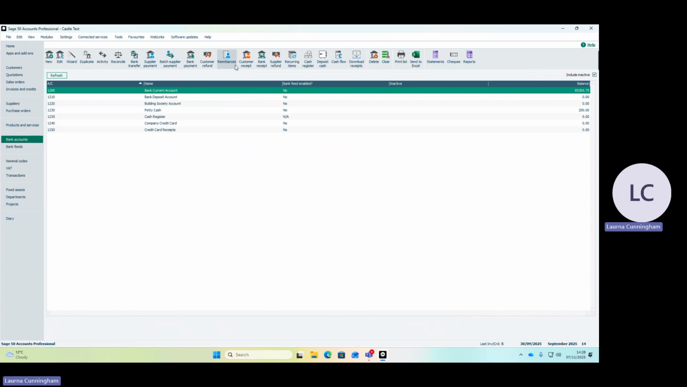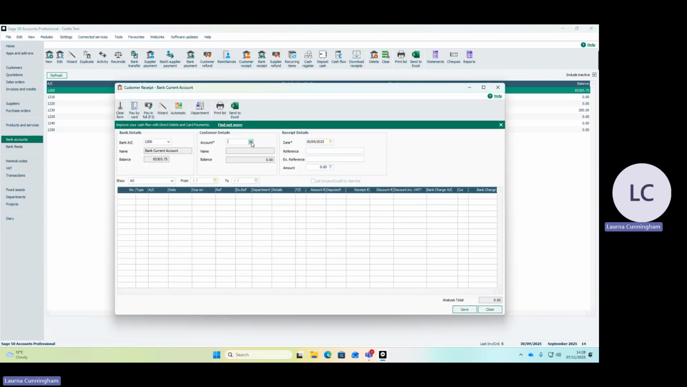Now, deal with those first. Deal with your credit note and your cash sale before you deal with anything else. So in our business, we subsequently got money in from Laois Offaly ETB. They paid us 2,000 euros. So I'm going in again to customer receipt. I'm going to query Laois Offaly ETB. They paid me, we'll say 1,500, just for argument's sake, on the 15th of September.